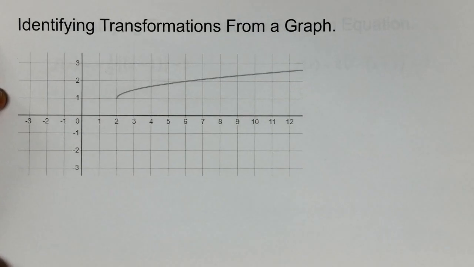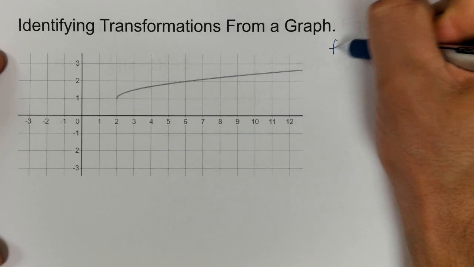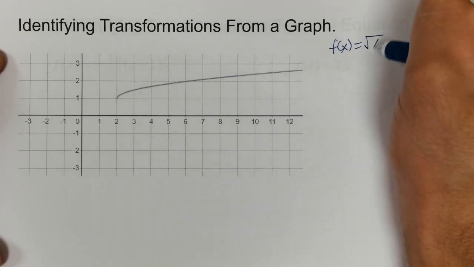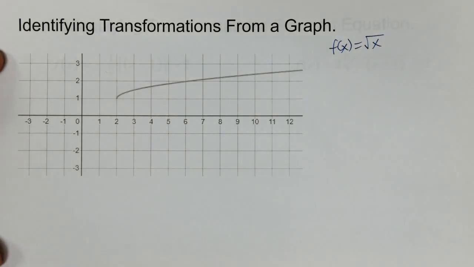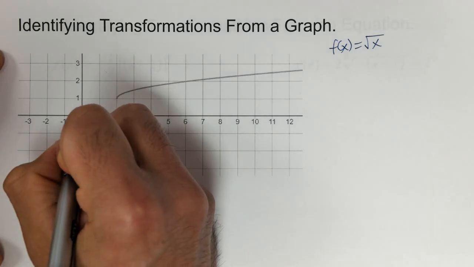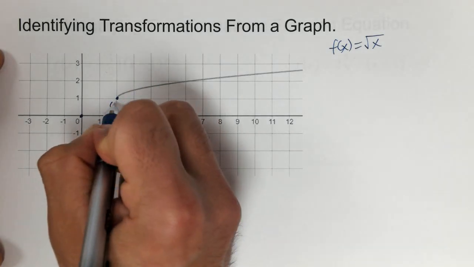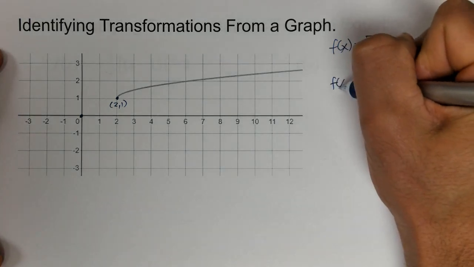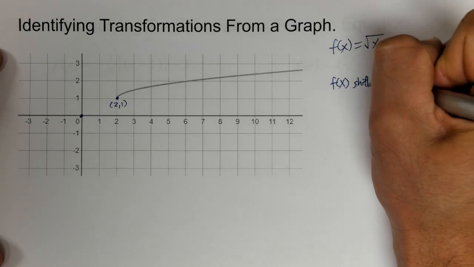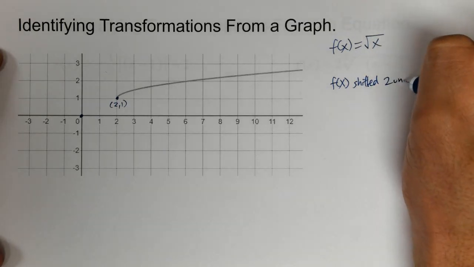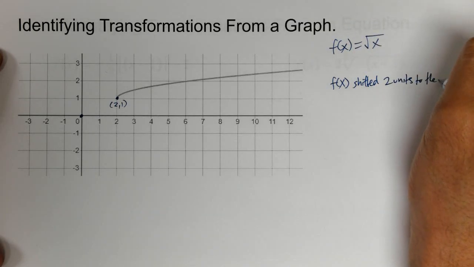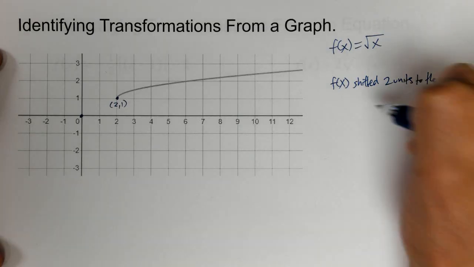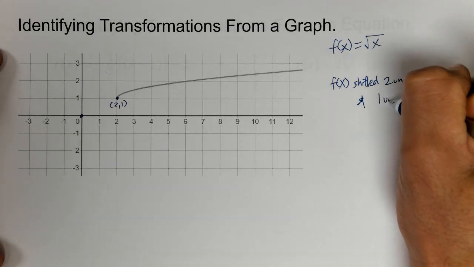What about this function? Here we're dealing with a square root function. So the parent function is the square root of x. I know that it should have started at 0, 0. But instead, it starts at 2, 1. So the horizontal change, I already know that the function shifted 2 units to the right and 1 unit up.